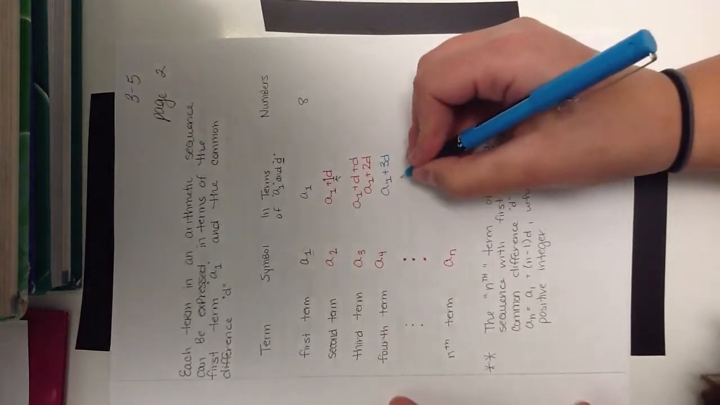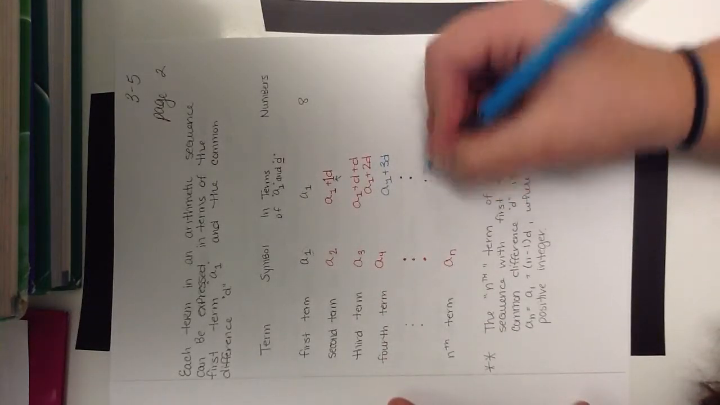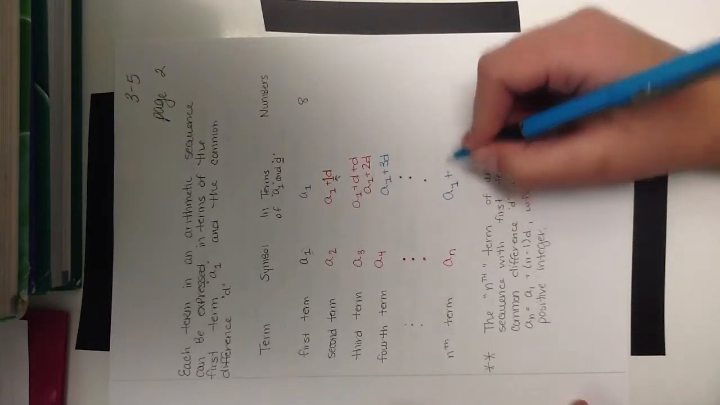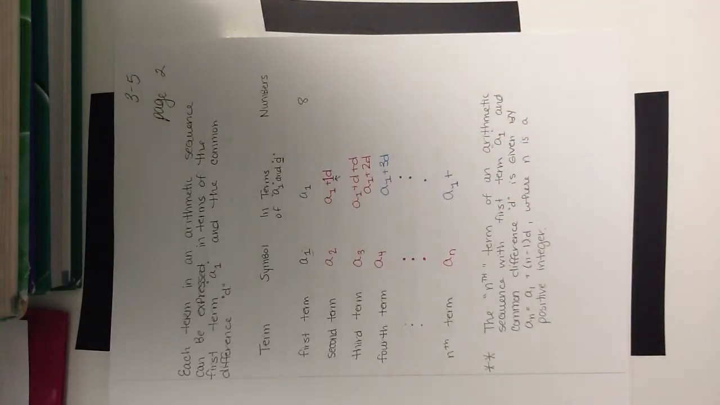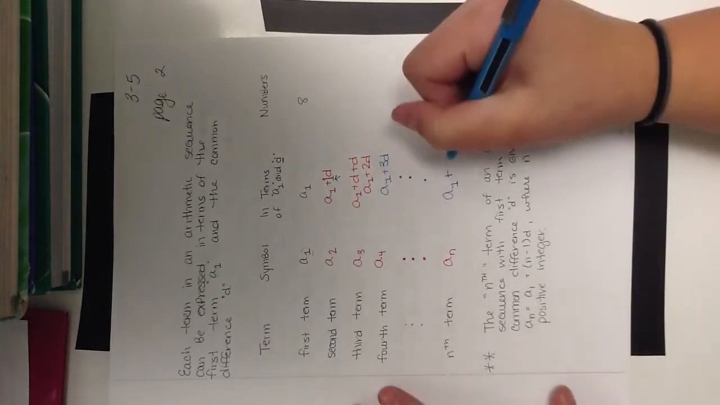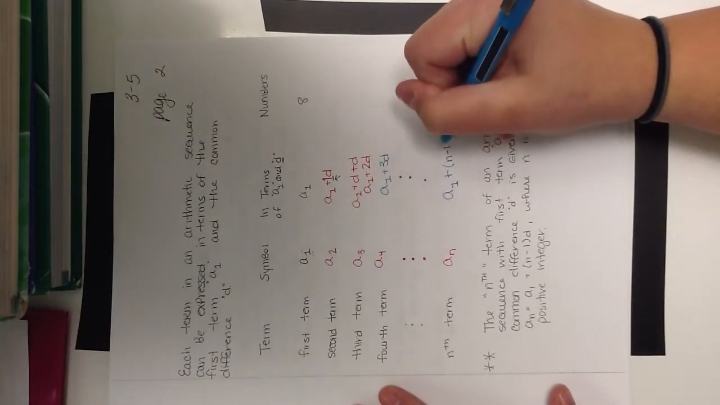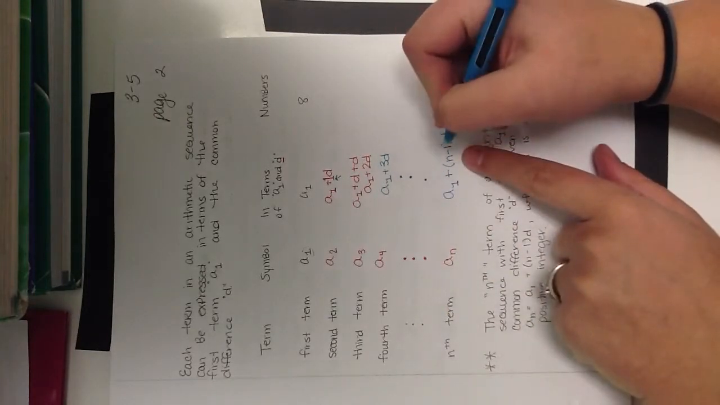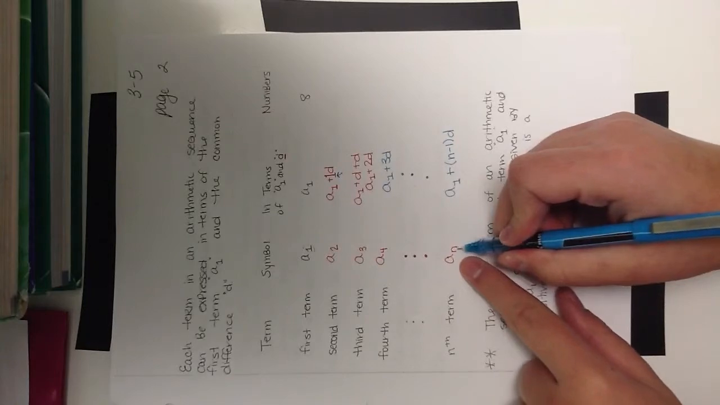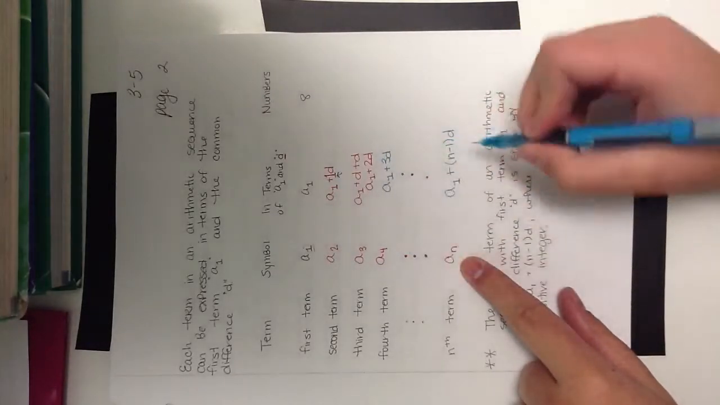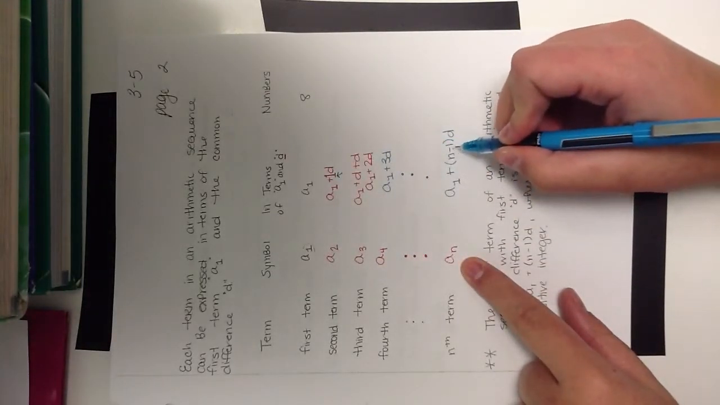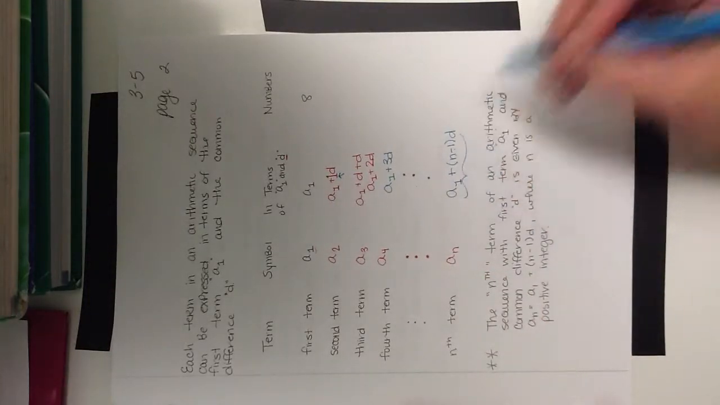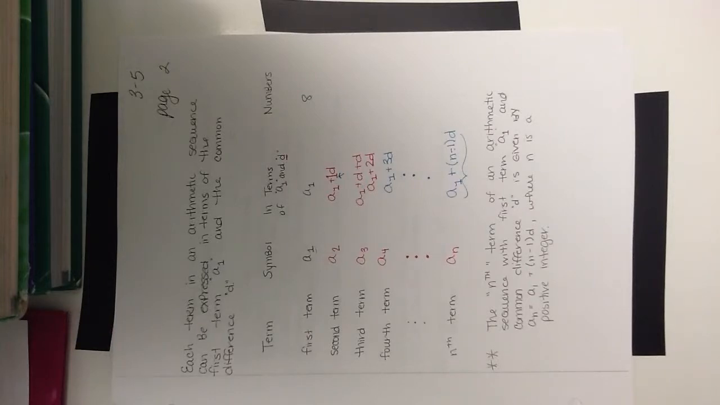So if we come down to the nth term, we know we're still going to have a sub 1, and we're going to add in a certain number of d's. But since we don't know what n is, we're going to write it as n minus 1 times d. The n minus 1 is because it's 1 less than the term you're on. 3 was 1 less than 4. N minus 1 is 1 less than n. That's our general equation for arithmetic sequences.